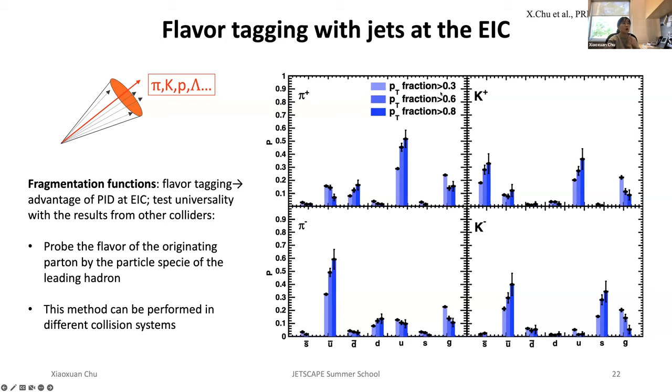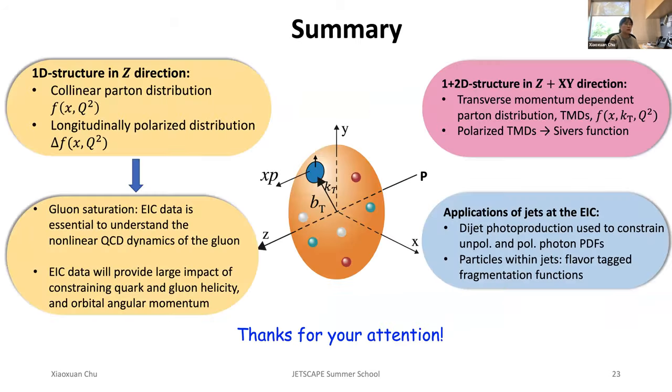And if we check different pT fractions, so let's see the pT of the pi plus in terms of the pT of the whole jet to be greater than 0.3, 0.6, 0.8, if we increase this pT fraction cut, the sensitivity is even enhanced. And we also see very strong correlation between the kaons and the U quark and also the U bar quark. And then that's my summary.